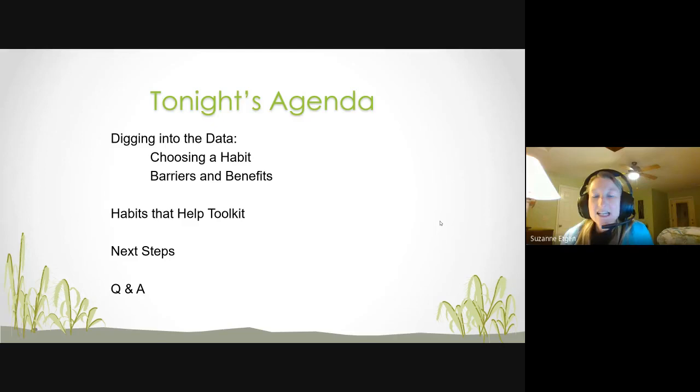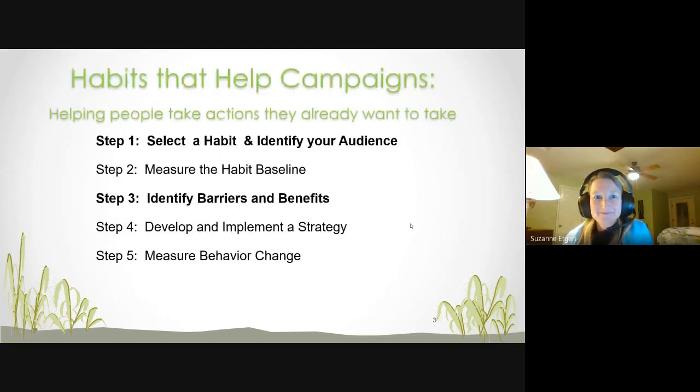So we're going to dig into using the data to choose which habit you want to focus on, and then also looking at the barriers and benefits, what's preventing people and what might help people as you're putting together a strategy. And then we're going to introduce you to a brand new Habits That Help toolkit that is getting put together, and then we'll talk about our next steps. So next slide.